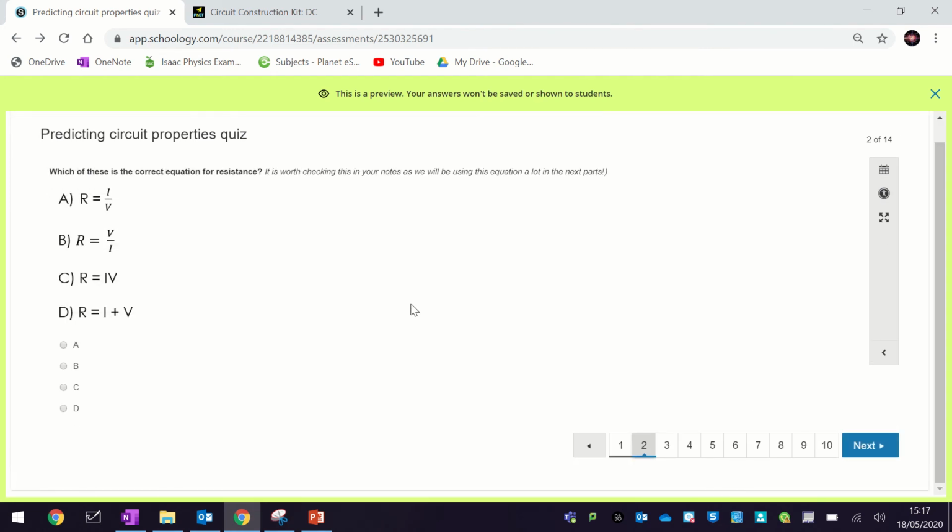And then the other thing that we just have to know is how we calculate resistance. There's an equation for this, and it's this one here, B. So resistance is potential difference divided by current. So we're going to go for option B.